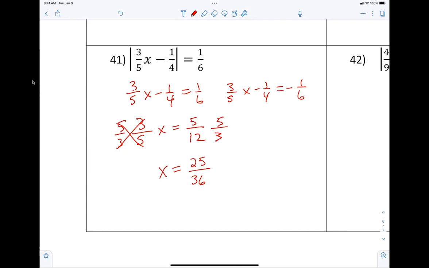All right, here we go. Next, adding 1/4. So 3/5 x is equal to 1/12. Then we need to multiply by the reciprocal. So final answer is... Well, half the time it's wrong. That's not possible. 5/36. Anybody have any issues with that?